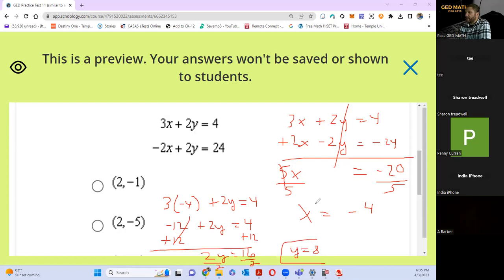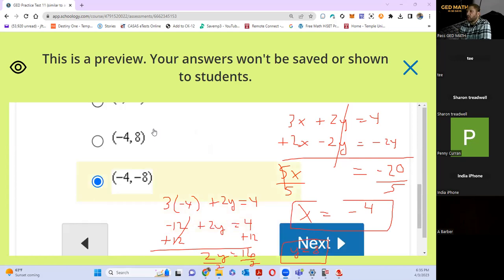So if we know y is 8 and x is -4, we look at our multiple choice. What's the correct answer? It's this one: -4, 8. Okay, so listen to what I'm telling you.